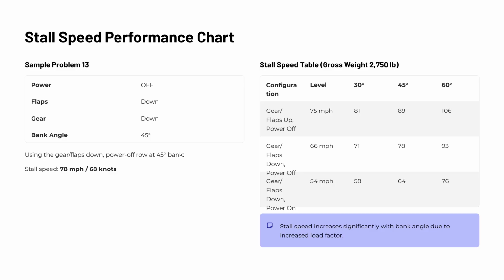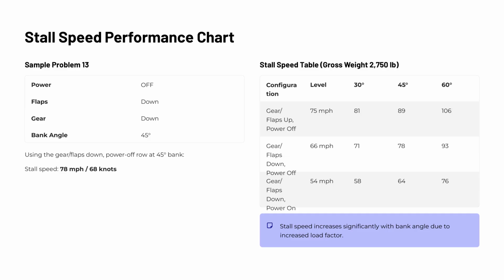Notice how dramatically stall speed changes as bank angle increases. In straight and level flight, that same configuration stalls at just 66 miles per hour. By the time you reach a 60-degree bank, stall speed jumps all the way to 93 miles per hour. That's a significant increase, and it's directly caused by the increased load factor in a banked turn.